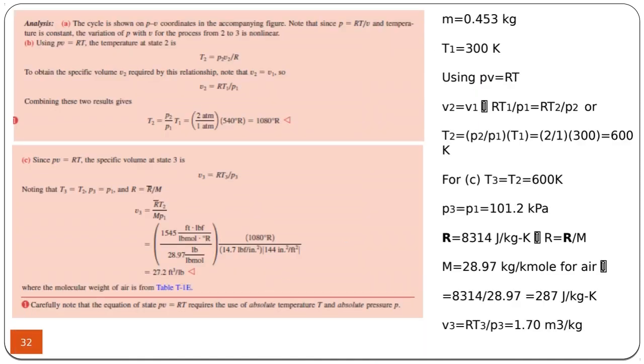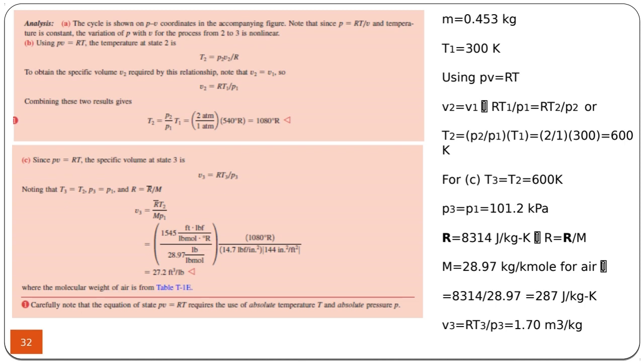Then, by using the definition of the universal gas constant, which is always constant, we find the gas constant as the universal divided by the molar mass of the air. The molar mass of the air is 28.97 kilograms per kilomole of air, so that the R value for the air is 287 joules per kilogram per Kelvin.